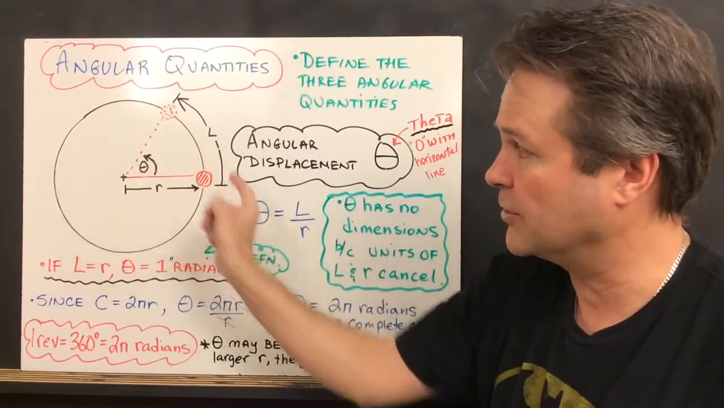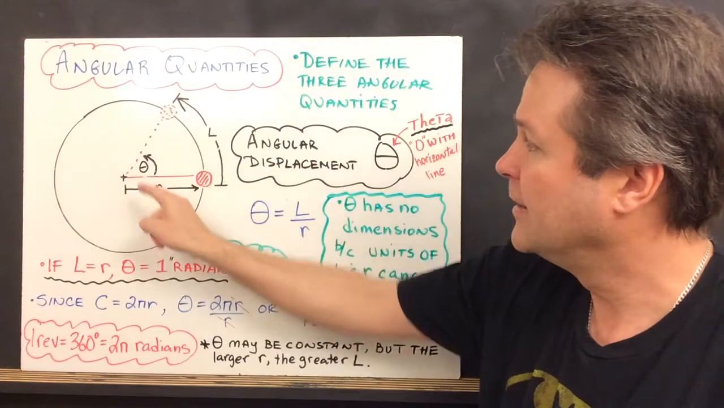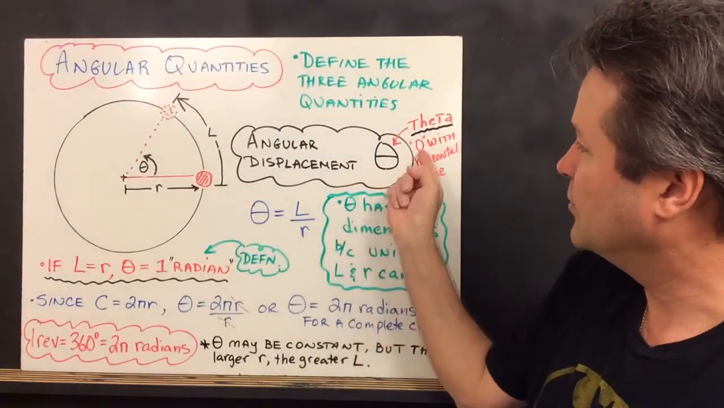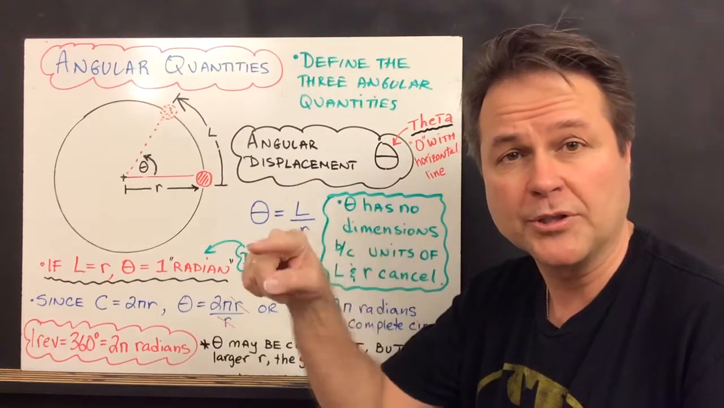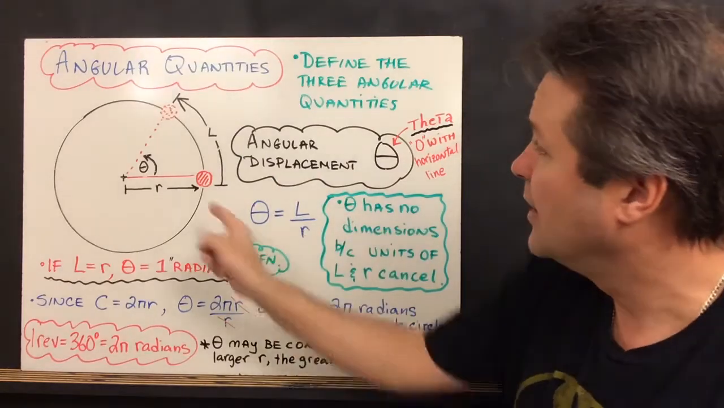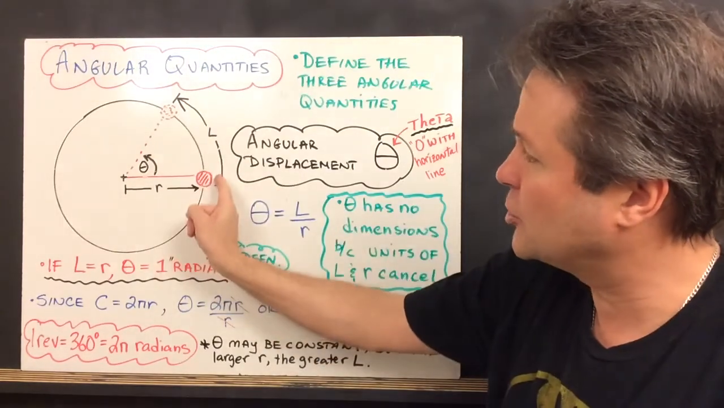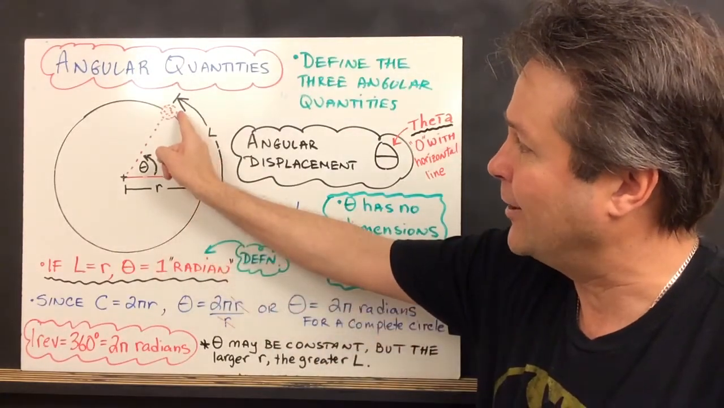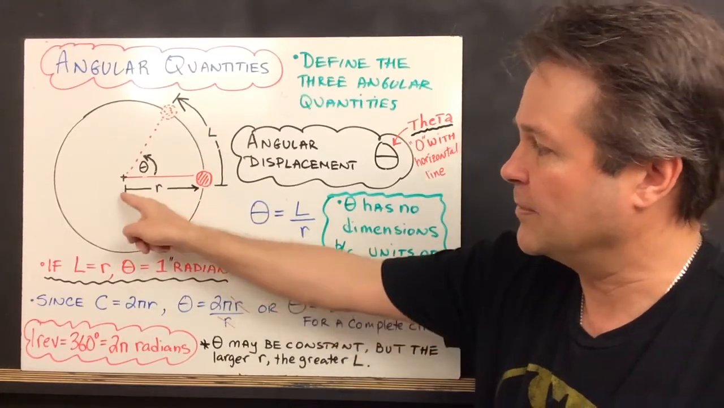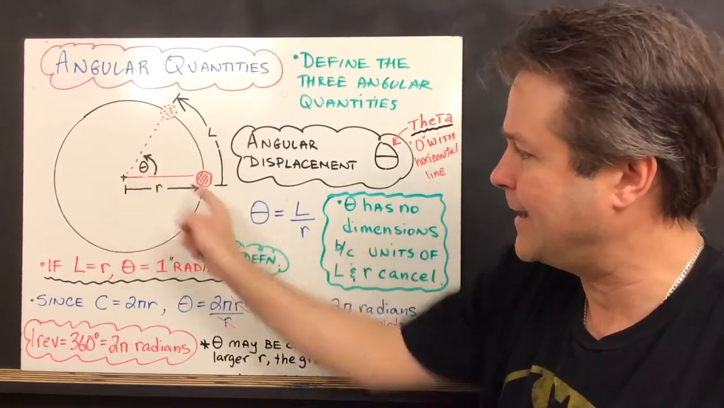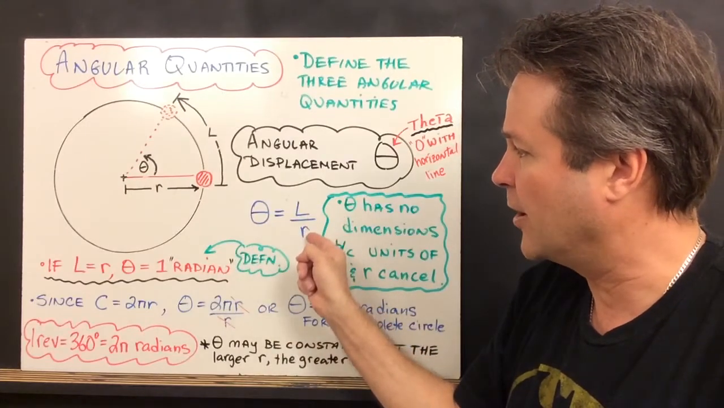center of this circle. By definition, that angle is theta. It's the Greek letter theta, essentially a letter O with a horizontal line drawn through it. As that object undergoes that angular change, it sweeps a distance L at a position of R away from the center. So we define theta as a ratio between those two quantities, L divided by R.